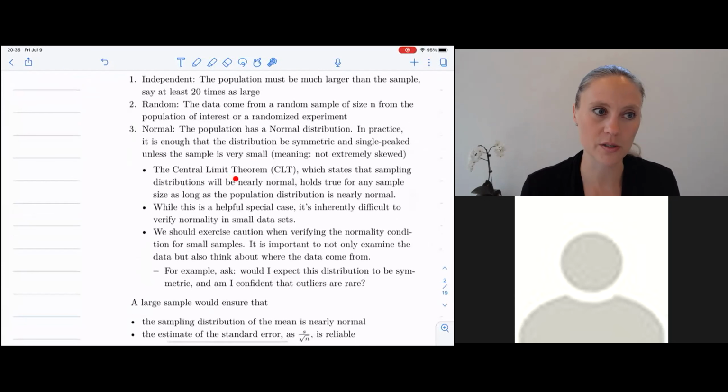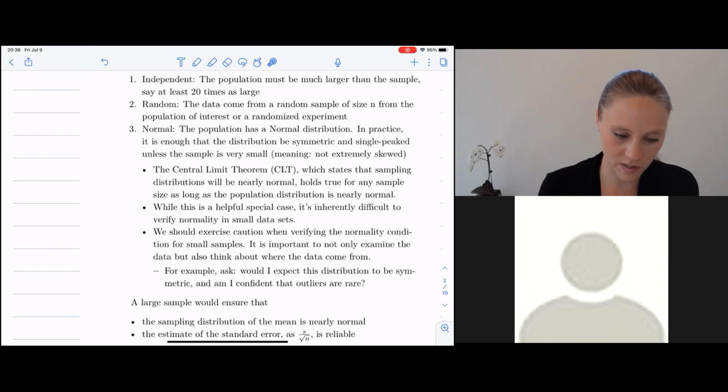So we talked about the central limit theorem in chapter 4, and it might be a nice refresher here. The central limit theorem says that regardless of the distribution that you're sampling from, as long as your sample size is large enough, the distribution of the means is going to follow approximately a normal distribution. And so sampling distributions will be nearly normal as long as the sample size is large enough.